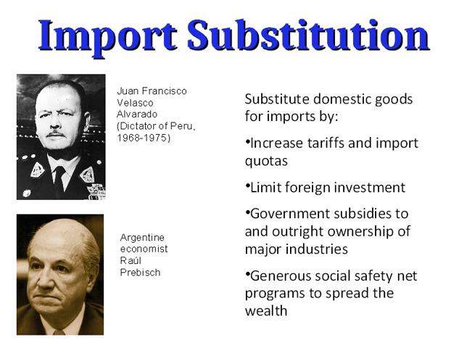And finally, under import substitution, these countries instituted generous social safety net programs in order to spread the wealth that they were generating around. So social safety net programs are things like free or cheap education, free or cheap health care, welfare payments to the poor.